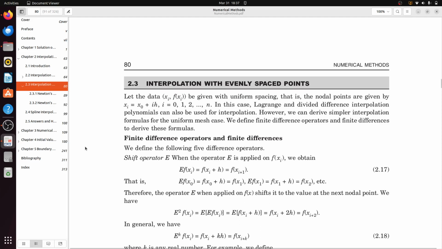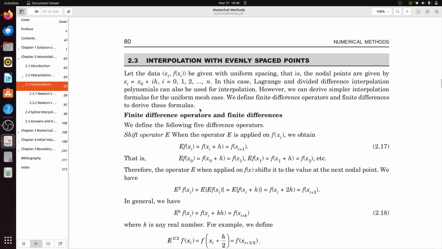That means if your data points are equispaced, we can have some simpler techniques, and here we will just use the method of finite difference. There we discussed the method of divided difference, but here we will learn what we actually mean by saying difference operator.